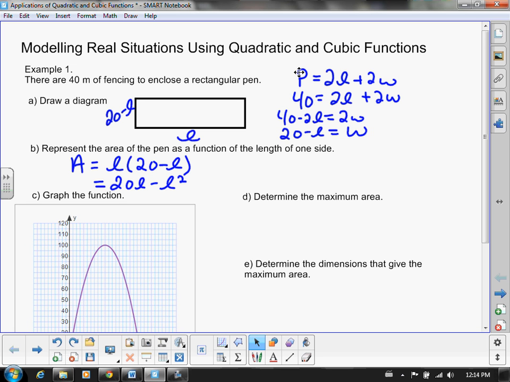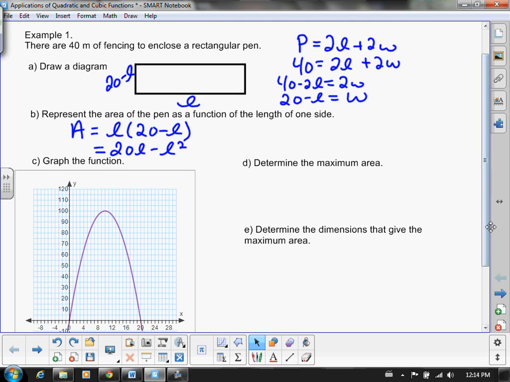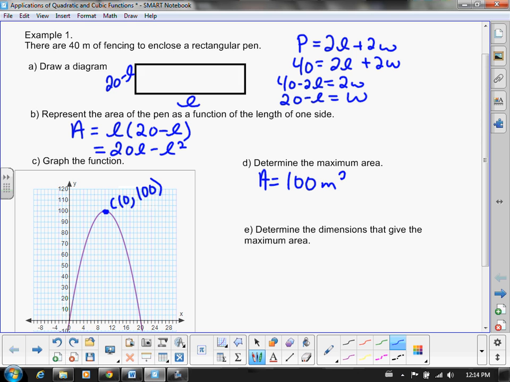So when I do that, this is the picture that I get. We have a parabola that's opening downwards, and it's asking to find the maximum area. So the maximum is going to happen at the peak. The coordinate of this point is 10 and 100. So that means that the area is going to equal 100 meters squared, and I know it's meters squared based on the units that we started with.